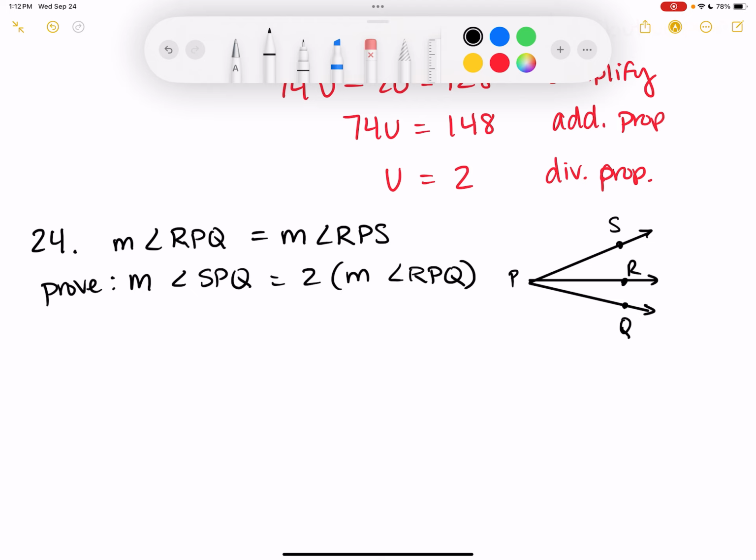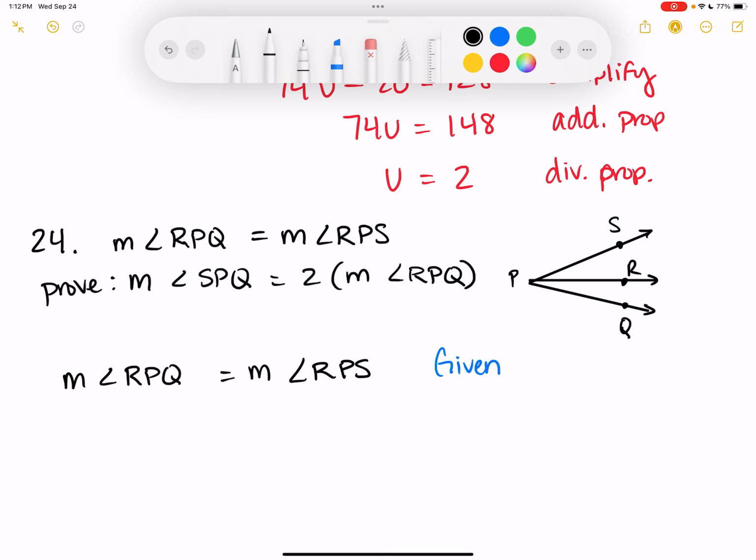All right, so the first thing, let me go back. This is all given stuff. They give you the statements, and then we're going to write the reasons behind them. So the measure of angle RPQ is equal to the measure of angle RPS. What would be the reason for that? Given, yes.